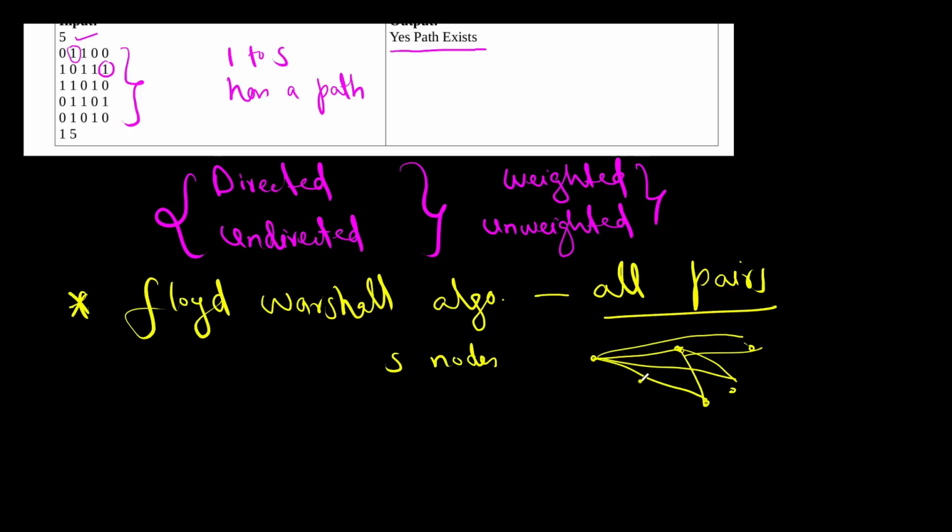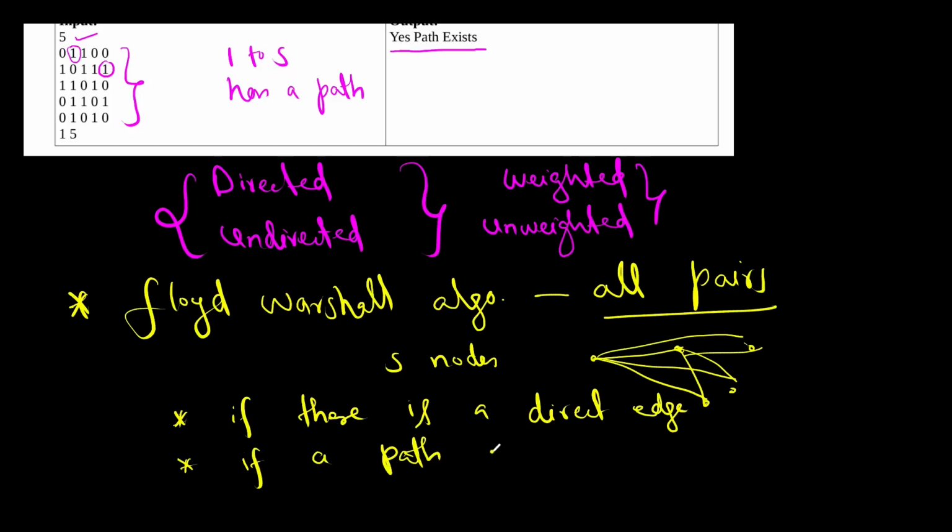We are not going to discuss this particular algorithm here in detail, but what you can check is if there is a direct edge between these two vertices, and second, if there is no direct edge, whether a path exists between these two vertices or not, right? And you can take one as i and another as j. So that's how you can use this algorithm.